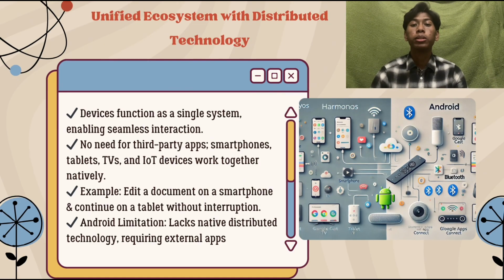HarmonyOS enables multiple devices like smartphone, tablet, smart TV, and IoT gadgets to work together as one system. For example, if I start editing a document on my phone, I can instantly continue working on it on a HarmonyOS-powered tablet without any interruption. No third-party apps are needed.